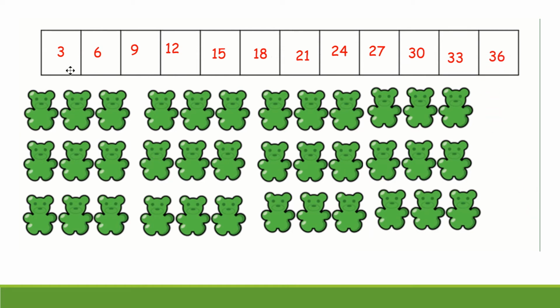So we have 3, 6, 9, 12, 15, 18, 21, 24, 27, 30, 33, 36. How many sets? 1, 2, 3, 4, 5, 6, 7, 8, 9, 10, 11, 12. Makes 36. Well done.